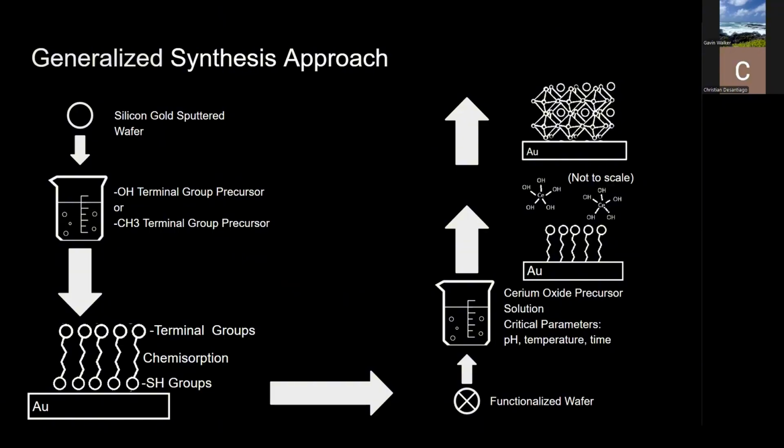Our generalized synthesis approach involves functionalizing our gold sputtered wafers with CH3 or OH head groups. We then take those wafers and run cerium oxide growth with critical parameters including pH, temperature, and time. Then we run our characterization techniques including TEM and SEM.